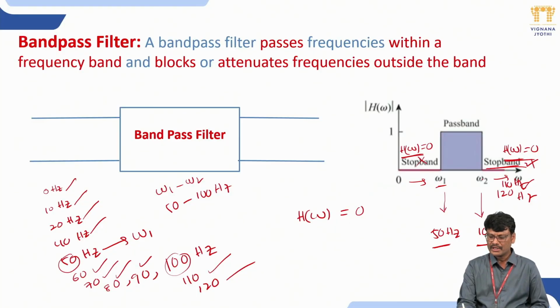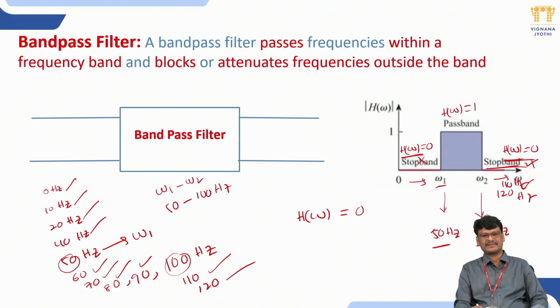In between omega 1 and omega 2, it passes the signal. That is why the gain of the filter, or output of the filter H omega, is equal to 1. Now this is about band pass filter, right?